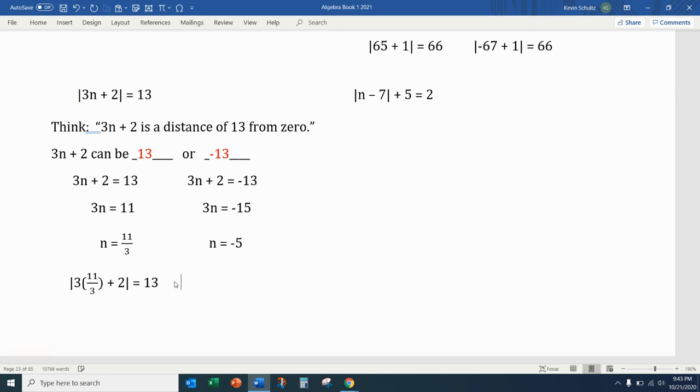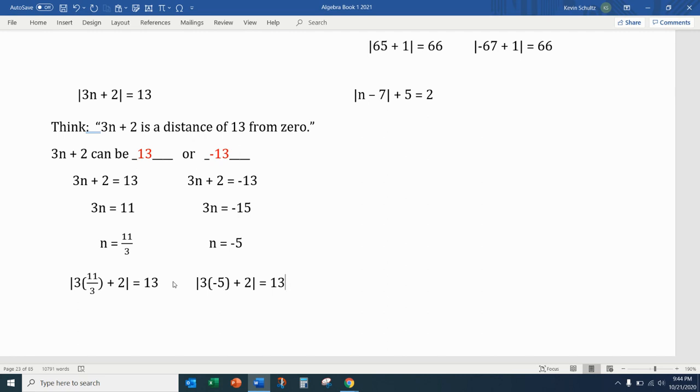That checks out. On this side, for this answer, we have 3 times negative 5 plus 2. Well, 3 times negative 5 is negative 15. Negative 15 plus 2 equals negative 13. And negative 13 is a distance of 13 from 0. So both values work. All right. So again, our process here.